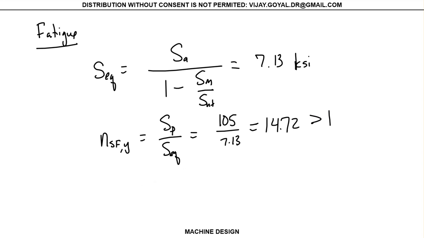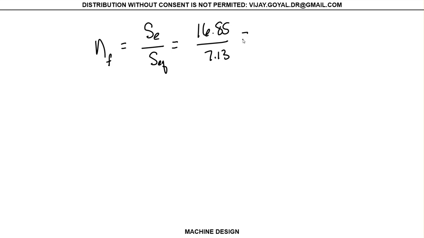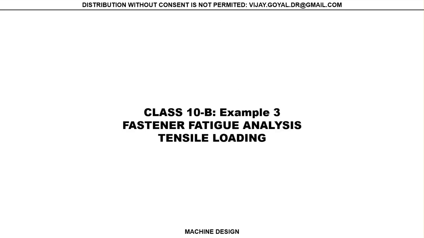Let's see if the problem is infinite life or not. Your fatigue factor of safety will be S_E divided by S equivalent, and that gives you 16.85 divided by 7.13. You get 2.36. It's bigger than 1. That means it's infinite life. So it's infinite life. I don't have to do anything else. And this basically is the conclusion of example number 3.